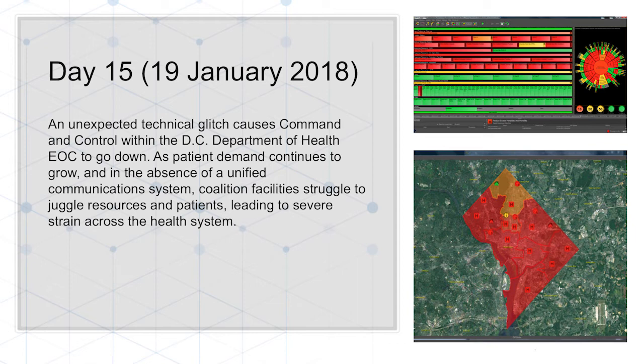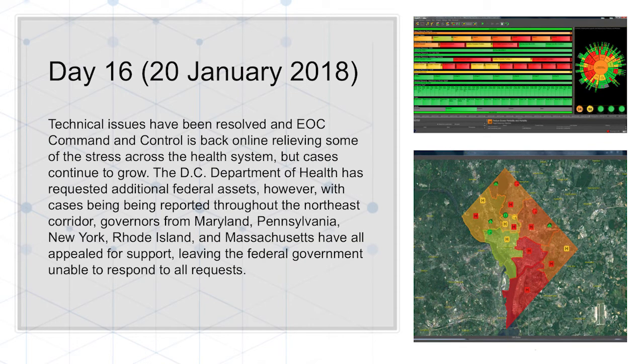So as it says, unexpected technical glitch causes command and control within the DC Department of Health EOC to go down. As patient demand continues to grow, and in the absence of a unified communication system, coalition facilities struggle to juggle resources and patients, leading to severe strain across the health system. Day 16, it's back online, and a lot of that stress is relieved. Technical issues have been resolved, and the EOC command and control is back online, relieving some of the stress across the health system, but cases continue to grow.